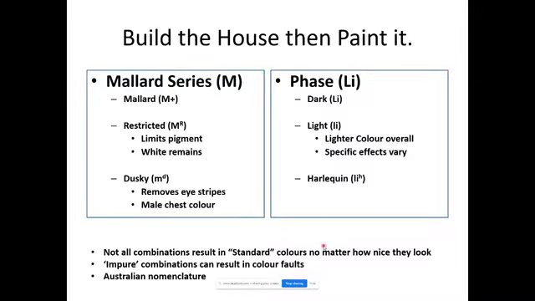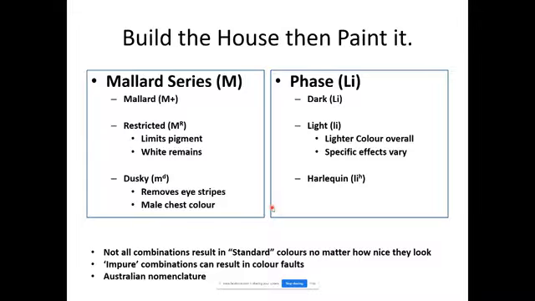And the other thing that I want to say just when we get into this is that impure, so when I talk about impure here in a hobby term, I'm referring to what a scientist would call heterozygous. So if you had one copy of the mallard gene and one copy of the dusky gene, or one copy of harlequin with one copy of light, some of these impure combinations result in color faults.